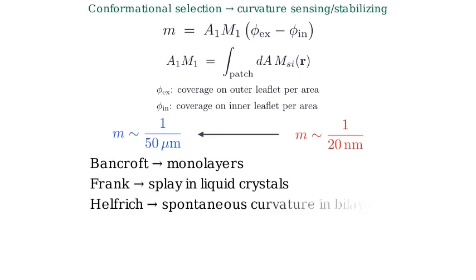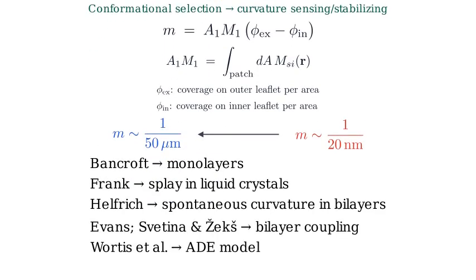A short history. Preferred curvature was discussed for surfactant monolayers by Bancroft and as a splay term by Frank in liquid crystals. For lipid bilayers, Helfrich introduced spontaneous curvature in the bending energy. With constrained leaflet areas, Evans and later Svetina and Zeks developed the bilayer coupling idea, generalized into the area difference elasticity model by Worthmuller and co-workers. In many nanotube and particle engulfment settings, large local spontaneous curvature dominates, and area difference elasticity adds only a small correction.